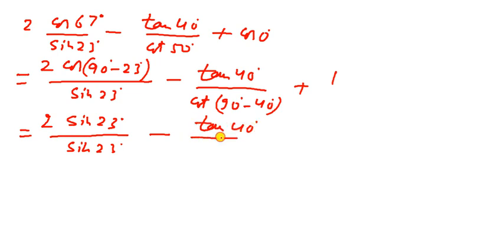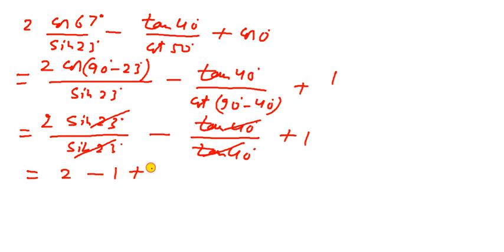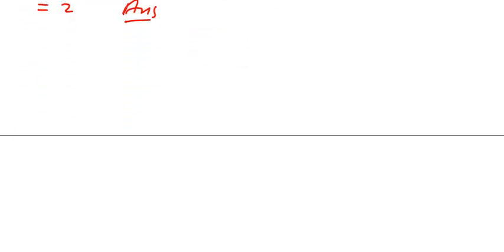So it is 2 cos(90 minus theta), that is sin theta, so you can write 2 sin 23 degree upon sin 23 degree, minus tan 40 upon cot(90 minus theta), which is also tan theta, so tan 40 degree, and plus 1. Tan 40 and tan 40 cancel out, and sin 23 also cancels out. So 2 minus 1 plus 1. So the 1s cancel out, and we get 2 as the answer.